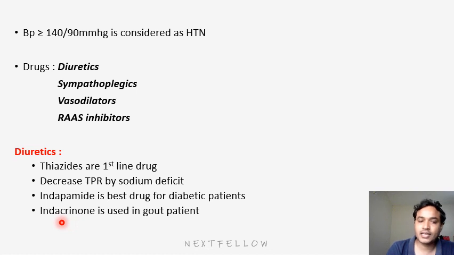These are the MCQs mostly repeated in diuretics. The most preferred drug in diabetics is indapamide. The first drug of choice as an antihypertensive agent is thiazide diuretic. Then in a gout patient we will use ethacrynic acid.